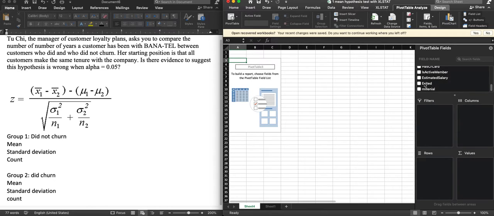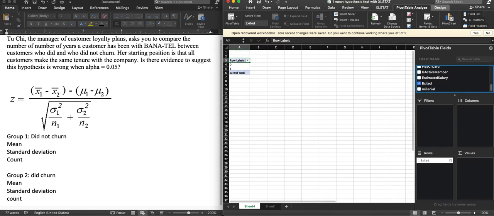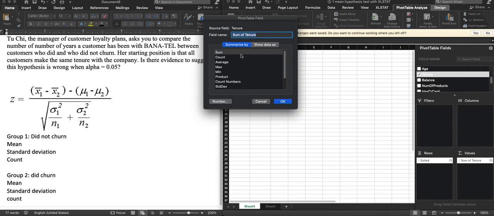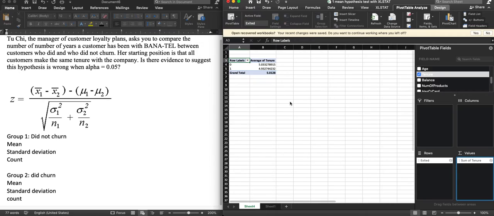So we want to separate things out by whether or not they exited. So that is our rows. 0 means you did not exit, 1 means you did exit. Now we want to compare this information, tenure. We don't want the count of tenure, that's not helpful. We want to know the average of tenure. So now this is the average of tenure if you did not churn, that's the average of tenure if you did churn. That gets us the mean.